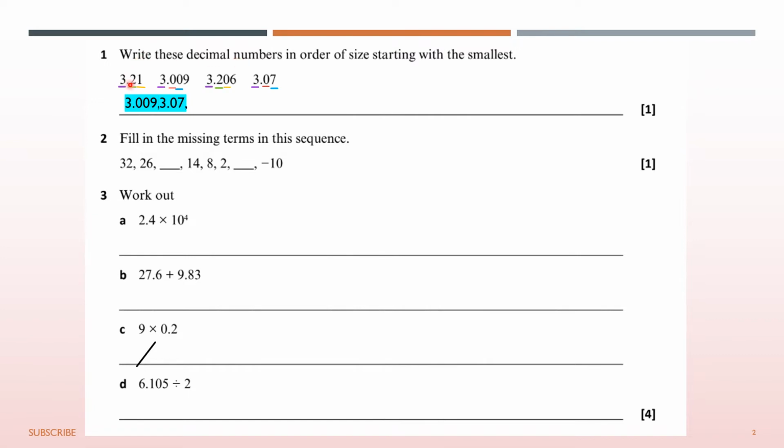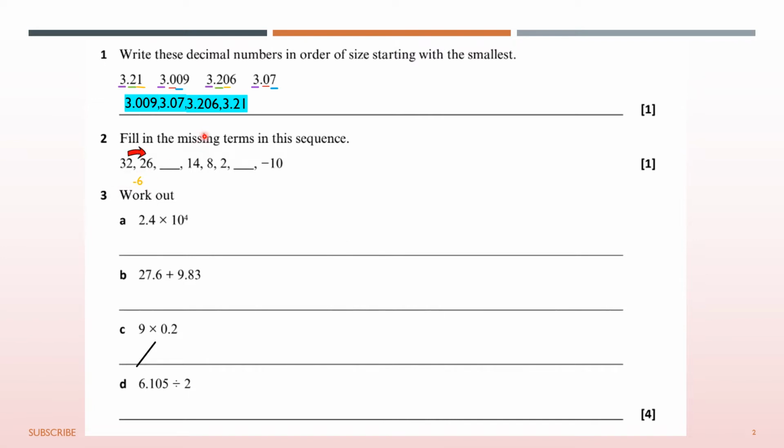So for this number the third number is 1, and for this number the third number is 0. So 0 is definitely smaller than 1. So 3.206, then 3.21. Now let us look at question number 2. We have to fill in the missing terms in the sequence. So what we do is that we find this difference between this number here and this number.